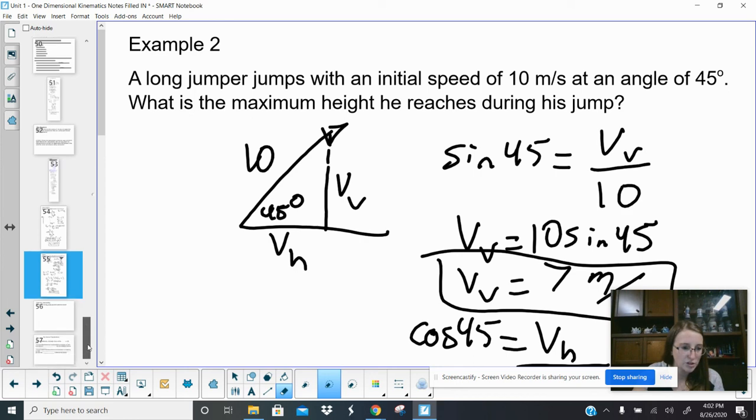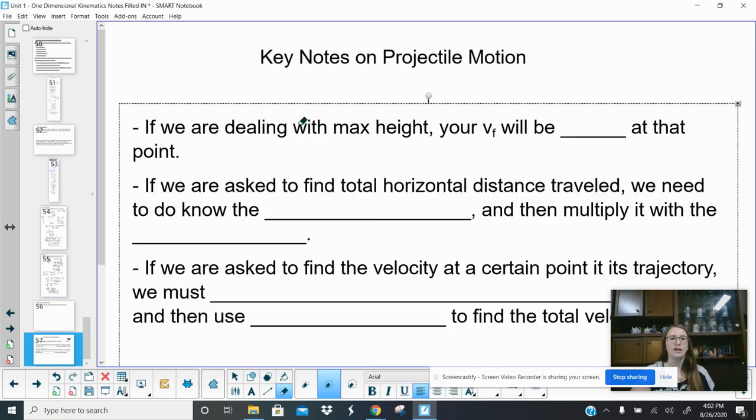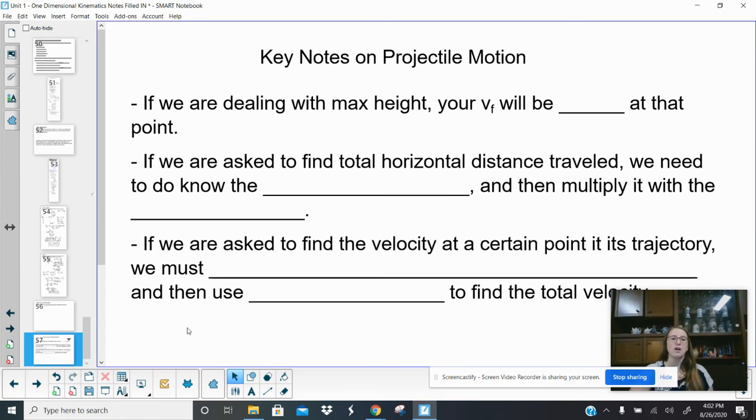There's one more thing I want you to write down. If you guys can go ahead and copy these into your notes, wherever you got space. Couple key notes here when we're dealing with projectile motion. We just mentioned this, but if we are dealing with max height, your vertical velocity will be what? At that point, what is your vertical velocity? It's 0. That's an important thing to note.